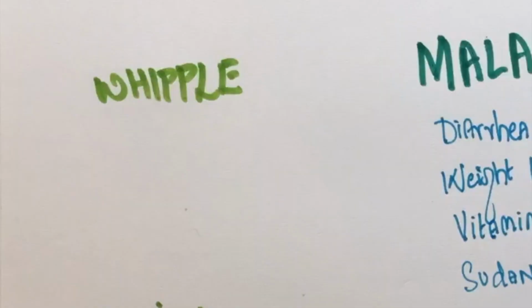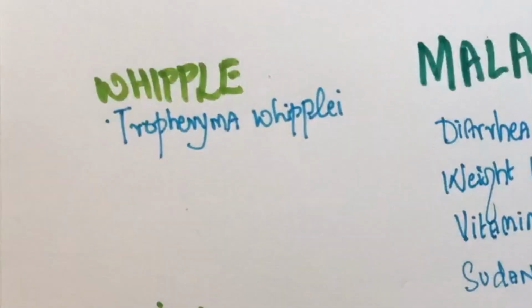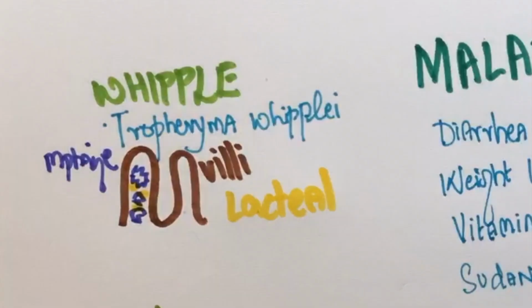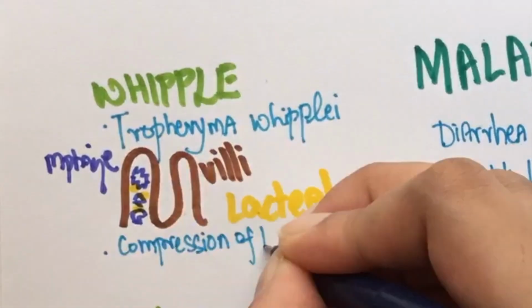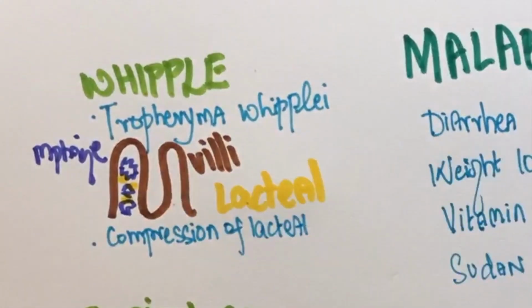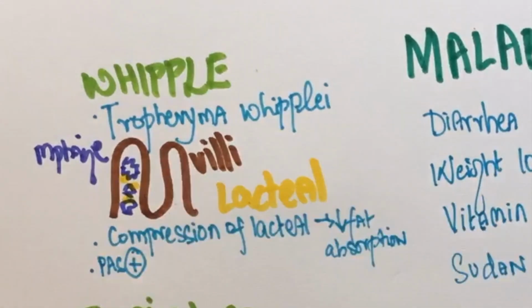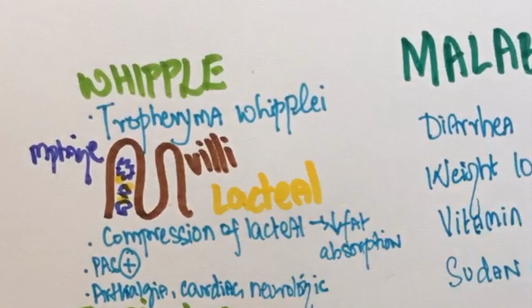The pathology behind Whipple disease is the presence of T. whippelii in the macrophages of the small intestine. Since there are many macrophages in the lamina propria, the lacteals here get compressed. Lacteals are essential for absorbing fat. Compression of the lacteals leads to fat malabsorption. Macrophages aren't able to destroy the bacteria completely, so it remains inside them. This results in a positive PAS stain. Whipple disease can also cause arthralgias, cardiac, and neurological disease.